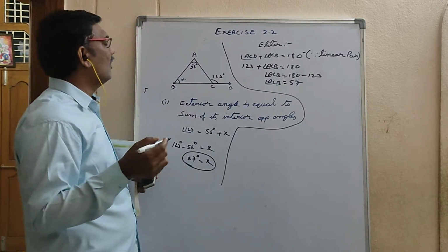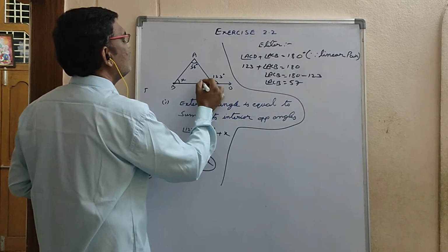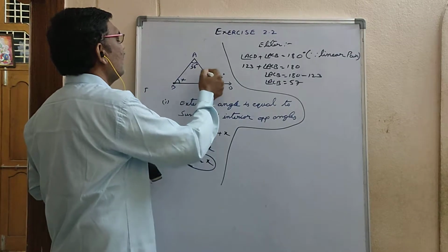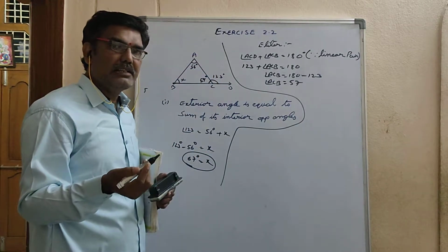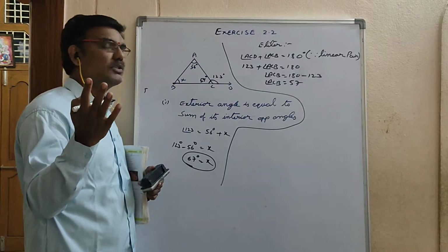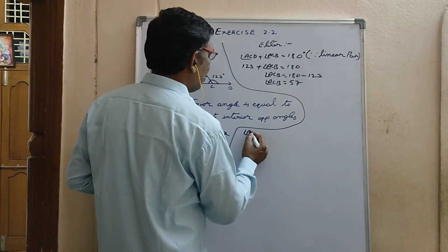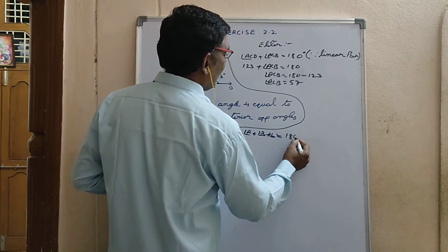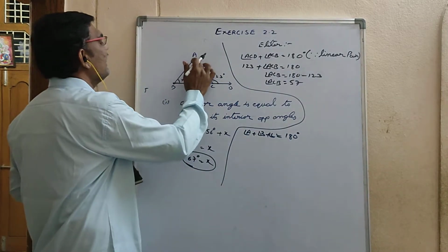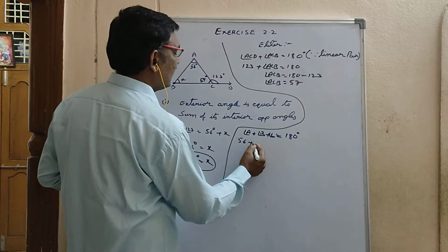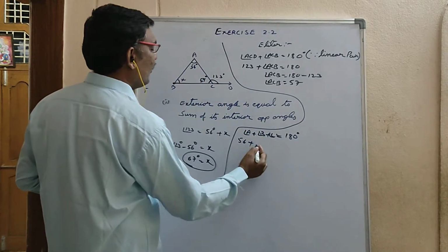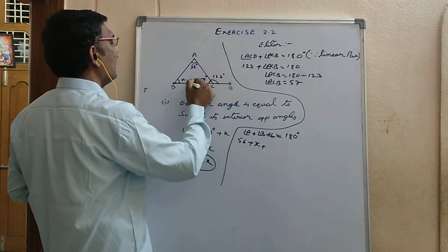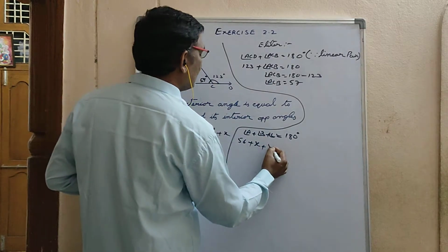You have to apply one more rule. What is the other rule? ABC is a triangle. In a triangle, the sum of three angles is 180. So I am writing here: angle A plus angle B plus angle C is equal to 180 degrees. Angle A is 56 degrees. Angle B is x. We don't know, you have to find that only. Angle C: don't write 123. It is a triangle, so angle C is 57 degrees only.